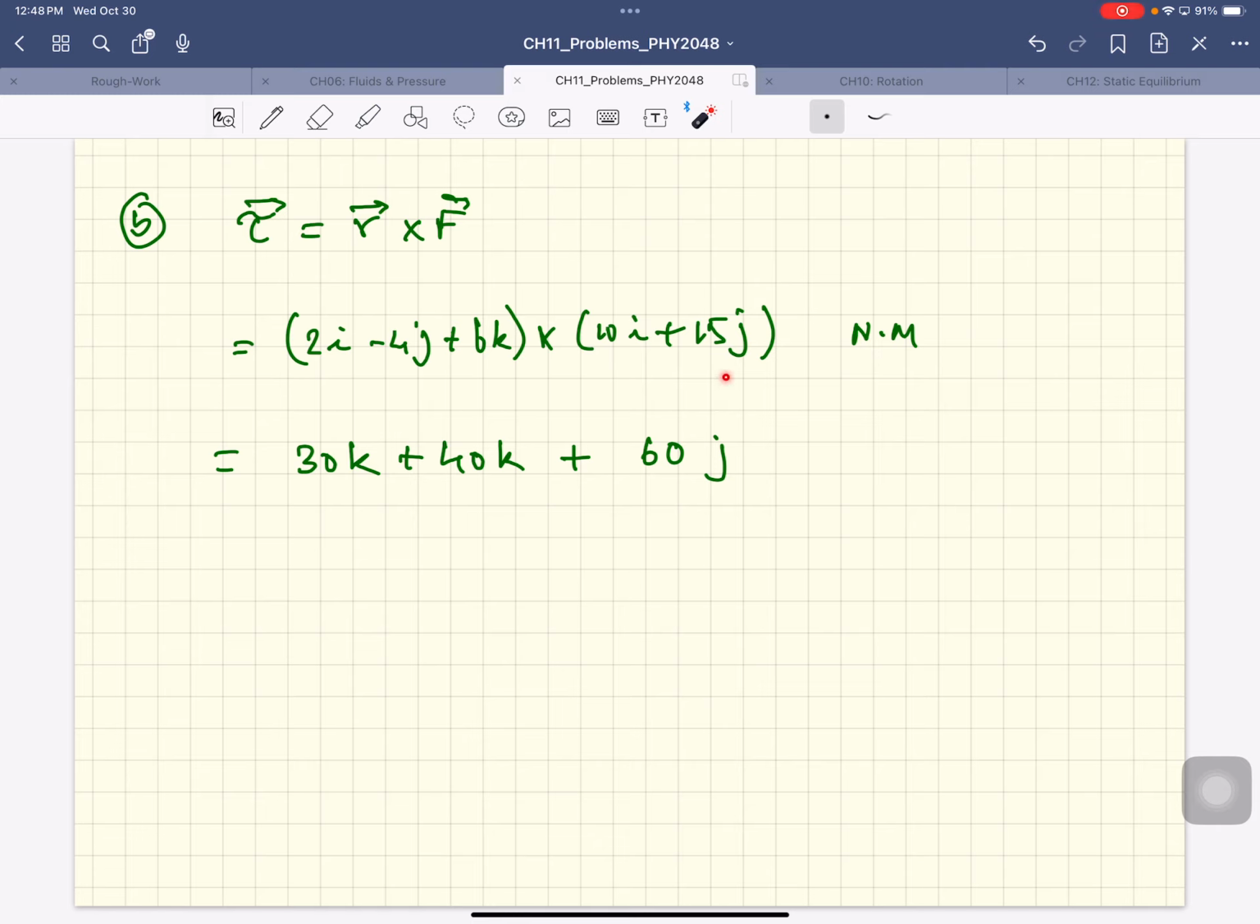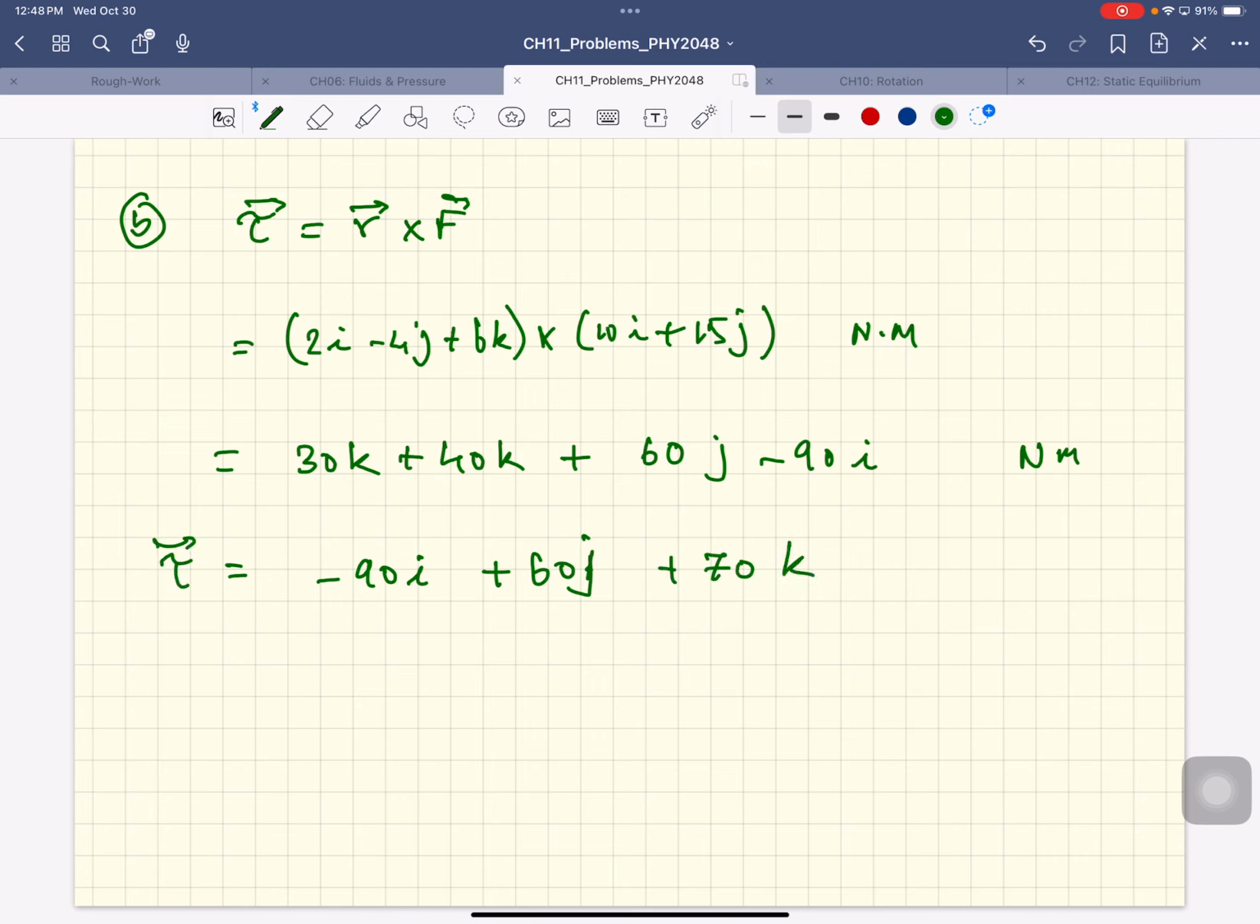And then k cross j is negative i. So that's minus 90i, Newton meter. So minus 90i plus 60j plus 70k. So that is the torque, Newton meter.